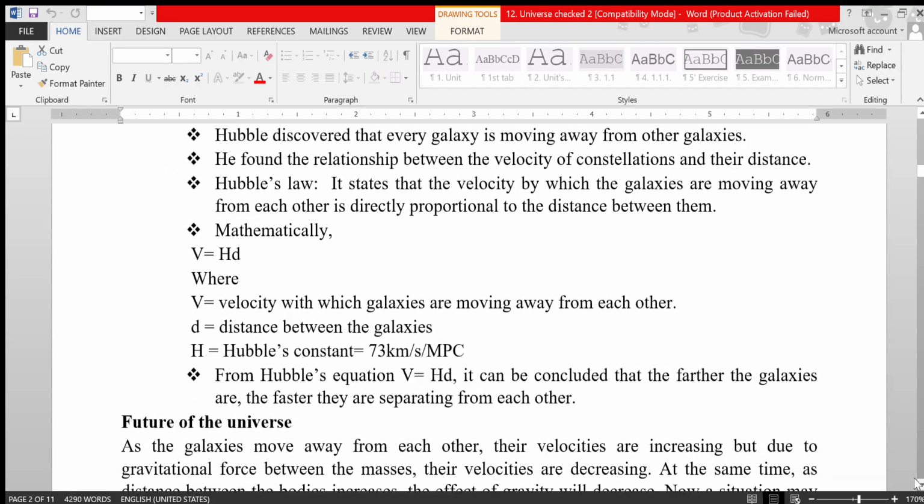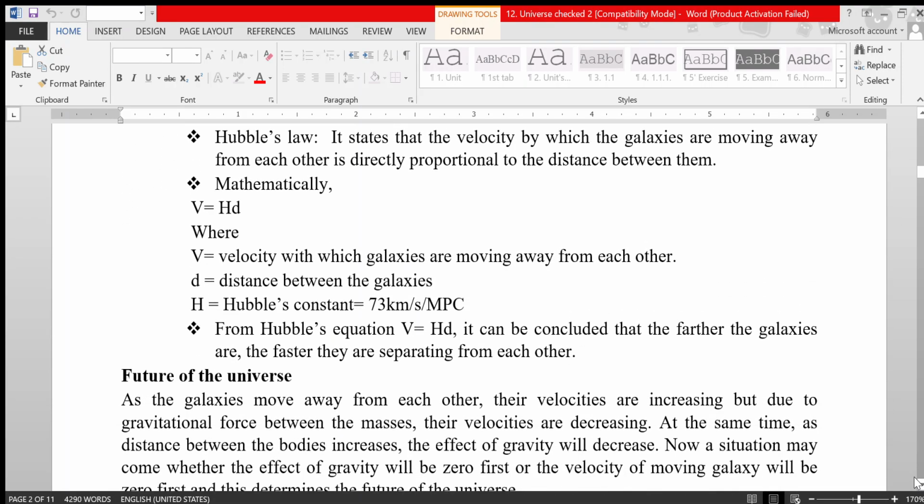Mathematically, v equal to Hd, where v is the velocity with which galaxies are moving away from each other, d is the distance between galaxies, and H is the Hubble constant, 73 km per second per megaparsec. From Hubble's equation v equal to Hd, it can be calculated that the farther galaxies are, the faster they are separating from each other.